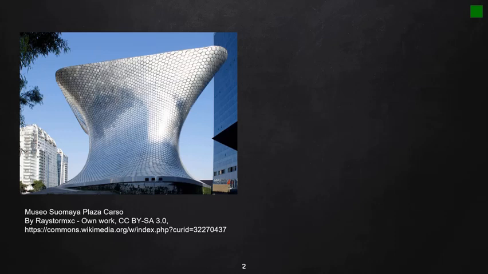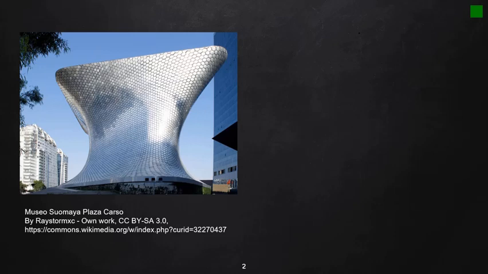The photo at the right is Museo Soumaya Plaza Carso in Mexico City. This beautiful architecture resembles a hyperbola when viewed at some angles. But which part of this is the hyperbola? We will find it out later when we are through defining hyperbola.